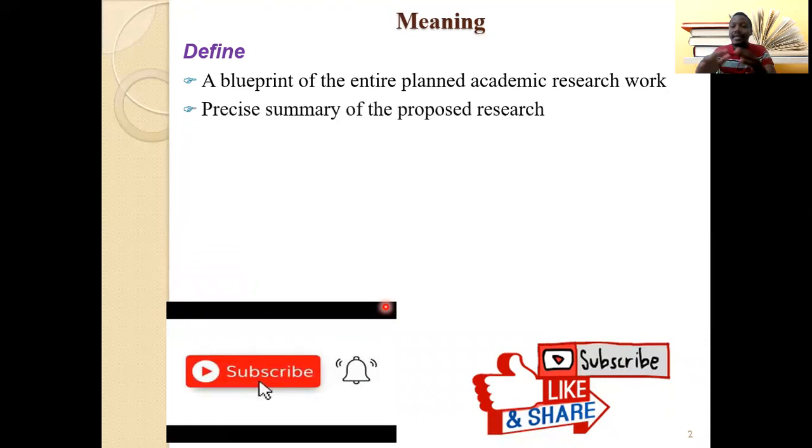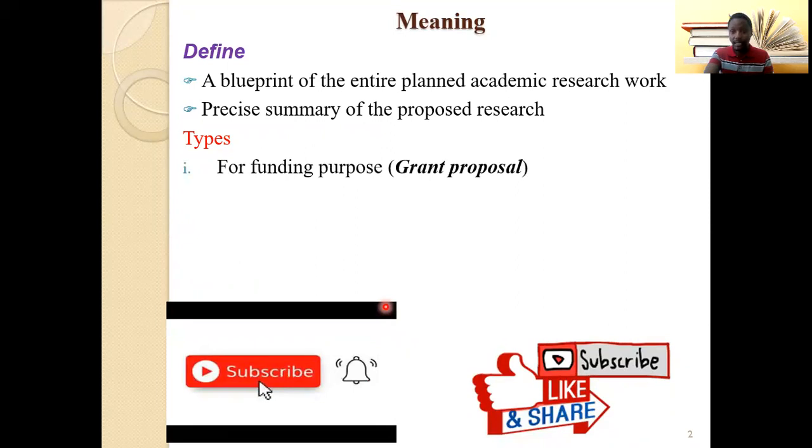And it's just a summary of the proposed study, giving out the things that will happen in the process of carrying out your study. We have a variety of types of research proposal, depending on the sources. We have the so-called grant proposal, or the grant research proposal. This is based on the funding process.